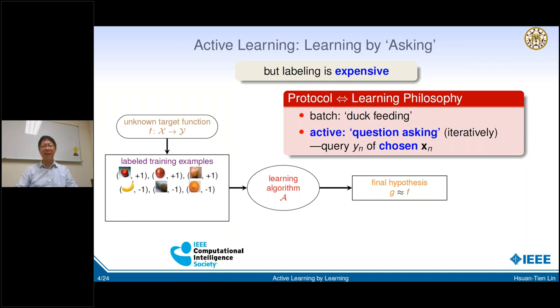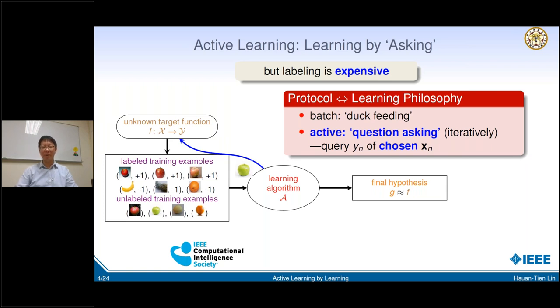What the typical active learning protocol does is to assume that we have another set of unlabeled training examples. These unlabeled training examples are also within our data set, and the learning algorithm can choose to ask for the label of some chosen example.